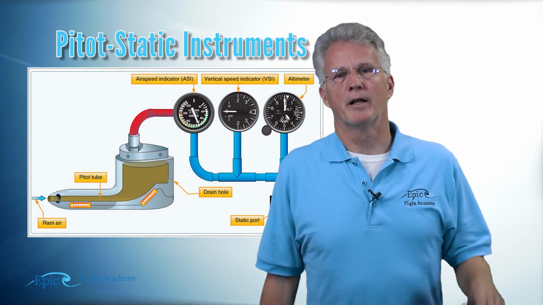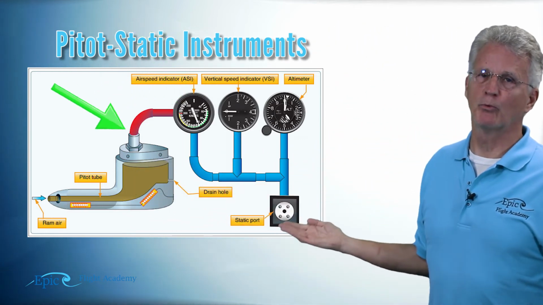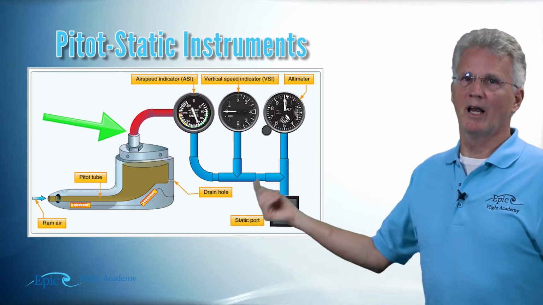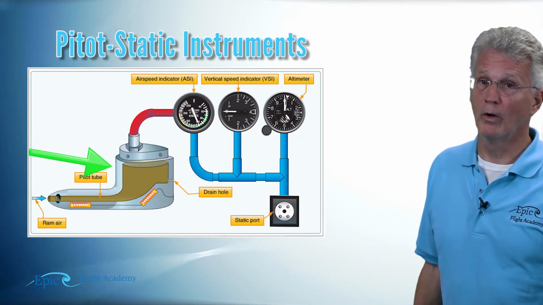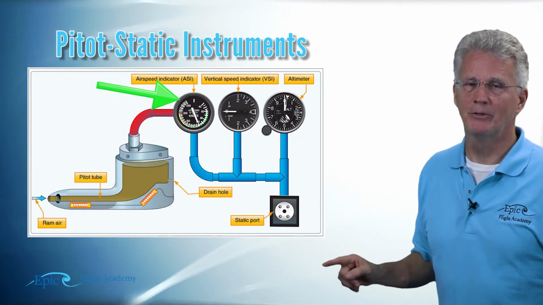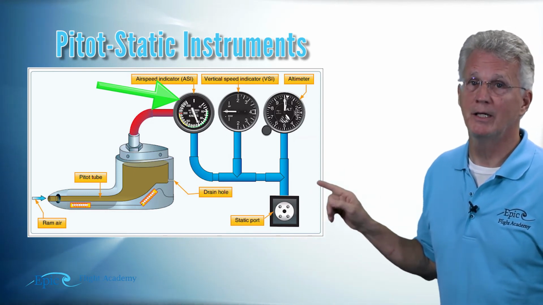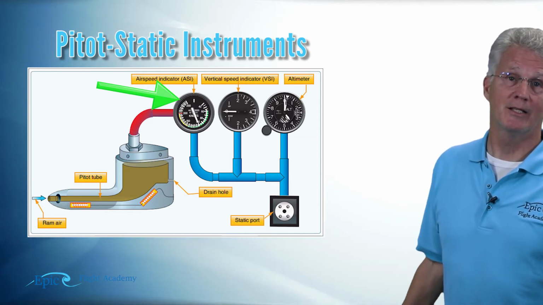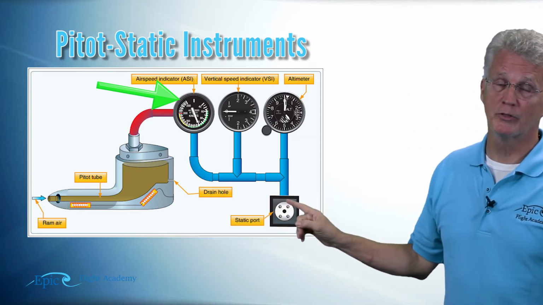So before we move on, the last thing I want you to notice is the lines that are shown here in red. This red line is coming from the pitot tube to one of our 3 instruments. Do you see which one? That pitot tube air pressure is going to the airspeed indicator. Notice it does not go to any of the other instruments, just to airspeed.